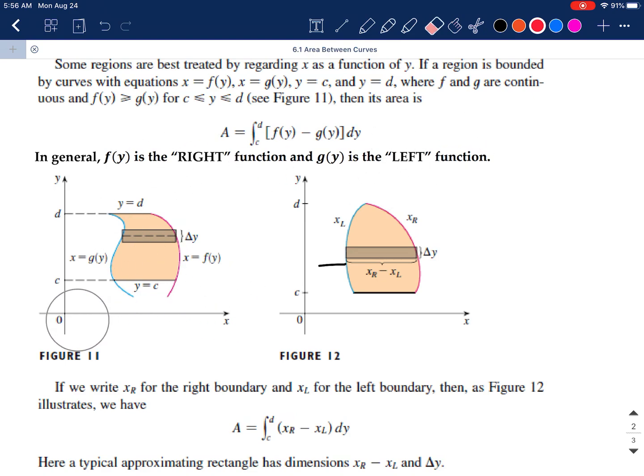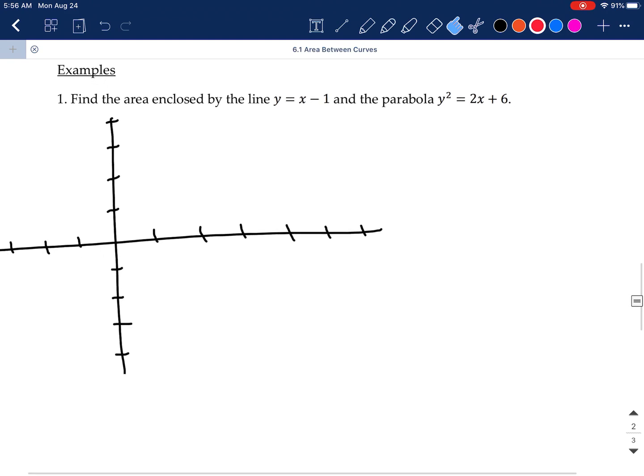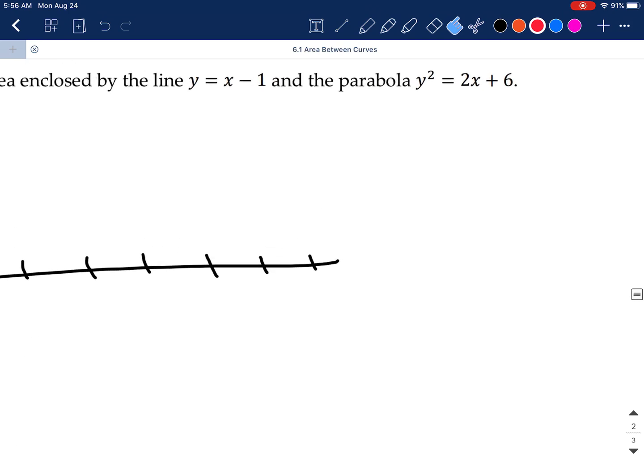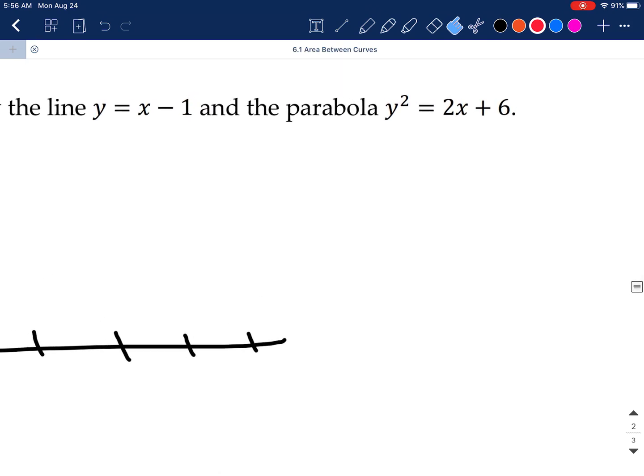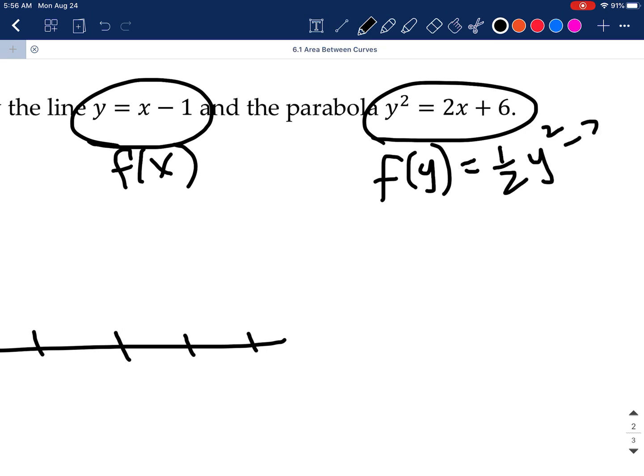Okay, so let's go ahead and just jump into some examples here. So we want to find the area enclosed by the line y equals x minus 1 and the parabola y squared equals 2x plus 6. So in order to start, what we can notice to begin with is that we've got a function of x, this is f of x equals x minus 1, and this is going to be f of y equals something, right? So if we solve this for x, we'll get 1/2 y squared minus 3, right?